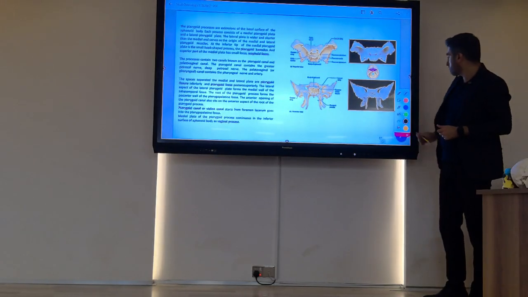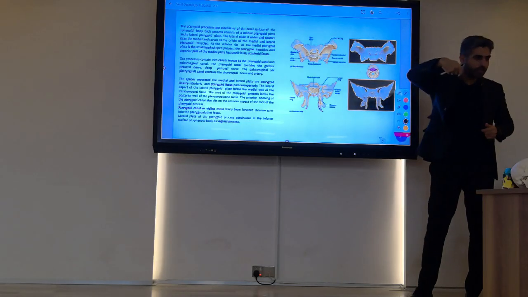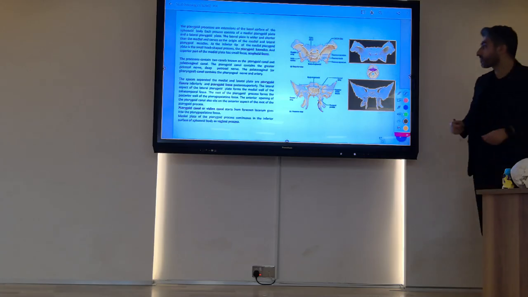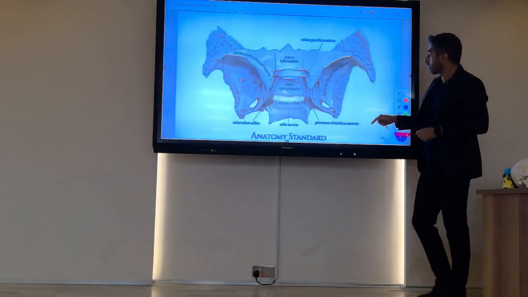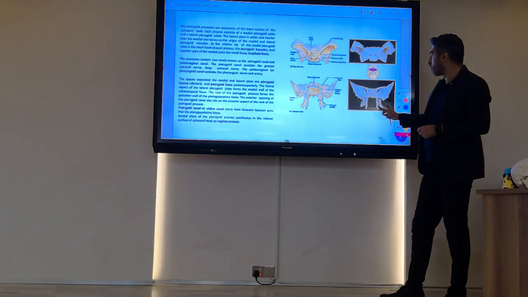You can see in this picture this shape. The medial plate has this hook. We call it hamulus. So the lateral plate is shorter and it doesn't have a hamulus.